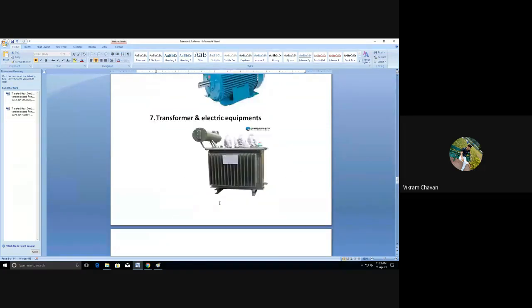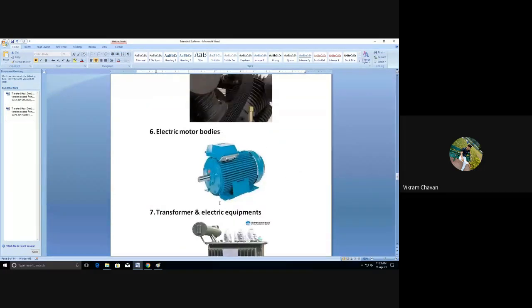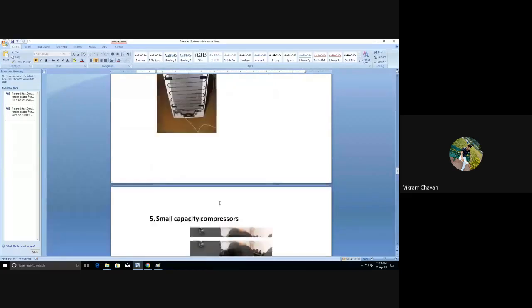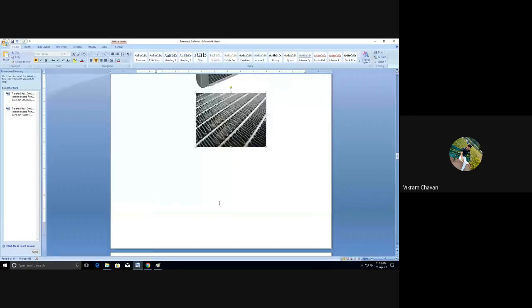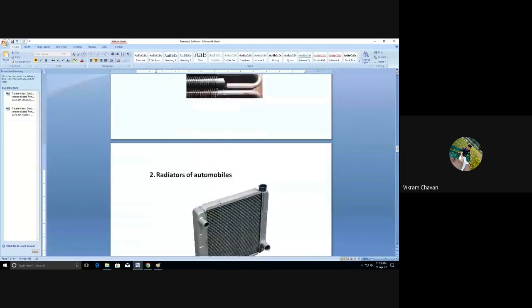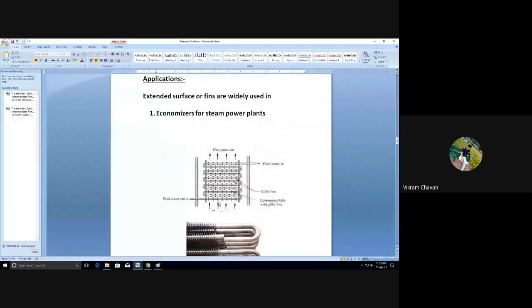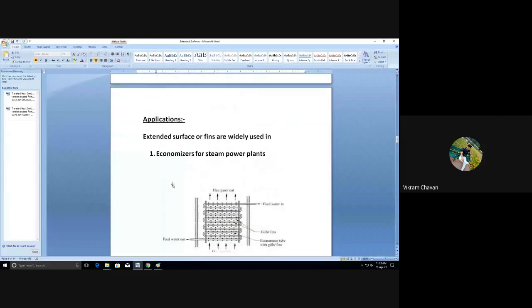I assume that you understood the different types of applications of fins, so you need not worry. You should write down the applications, and not draw the diagrams and all those things. Is there any doubt whether you understood the applications? Any question? So write down the application.